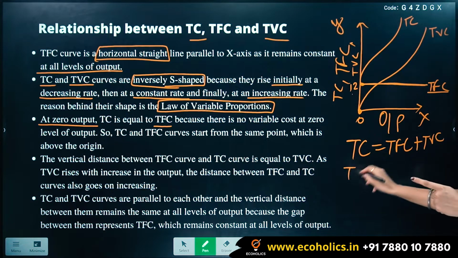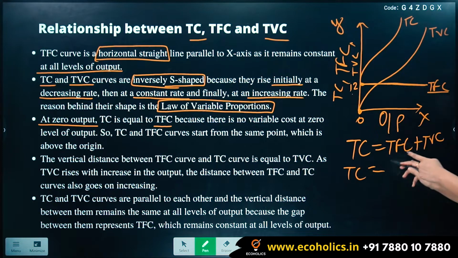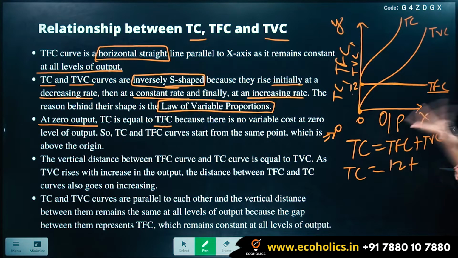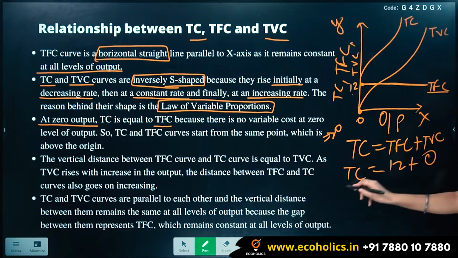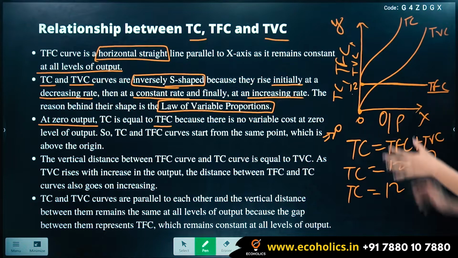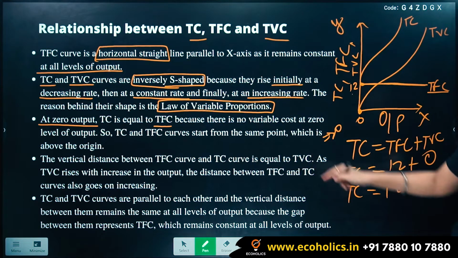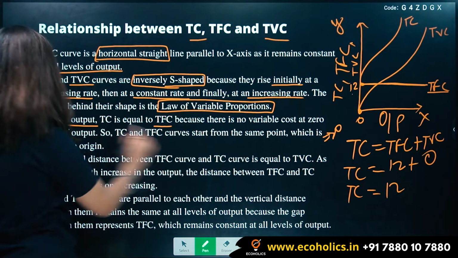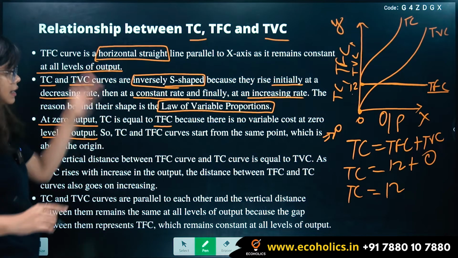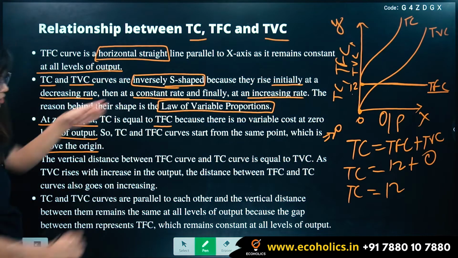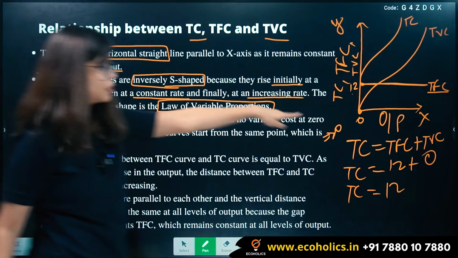Now TFC here is 12 and your output is 0, meaning no production is happening here. Output is 0, so will you have to pay variable cost? No, you won't, so this will be 0 here. So TC is equal to 12. So 12 is what your total fixed cost. So that is the meaning that at zero level of output, TC is equal to TFC because there is no variable cost at zero level of output. So TC and TFC curves start from the same point which is above the origin. That is your origin point, this.